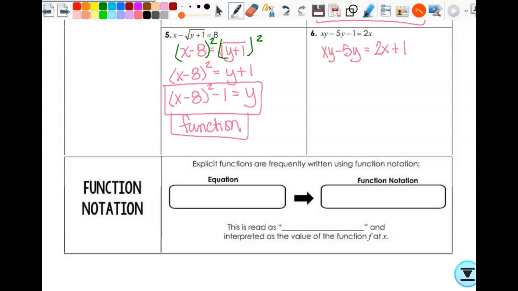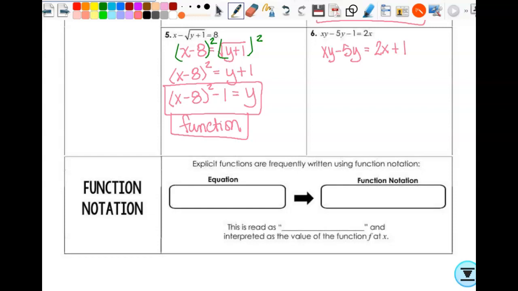So now I've got to figure out how to get y all by itself. I have two terms with y. I need just one term with y, and I can't combine those because they're not like terms. But do the two terms have something in common? They both have a y, right? So they have a common factor.